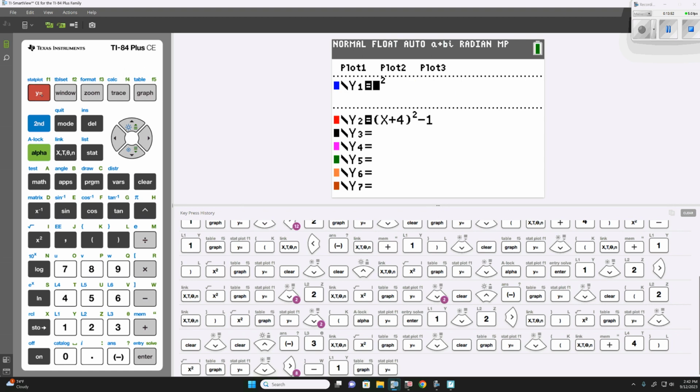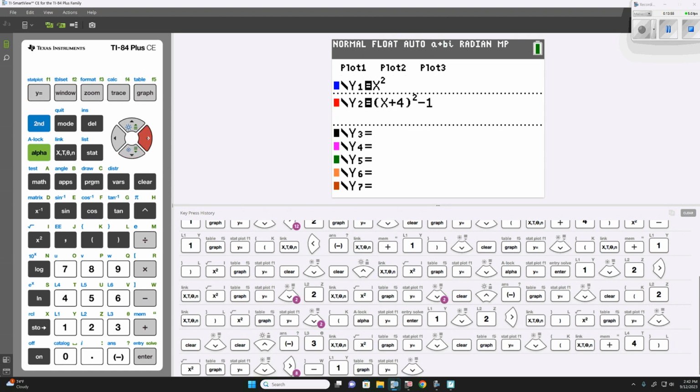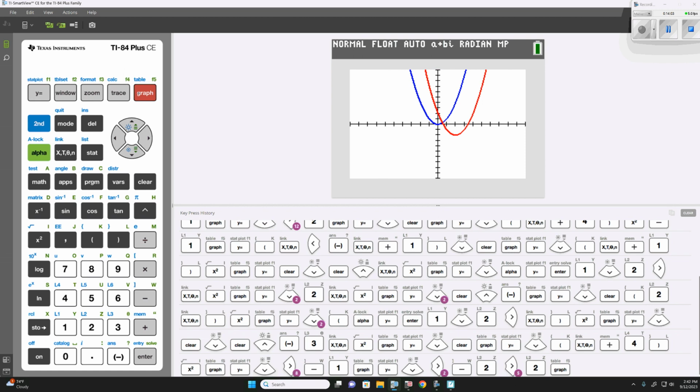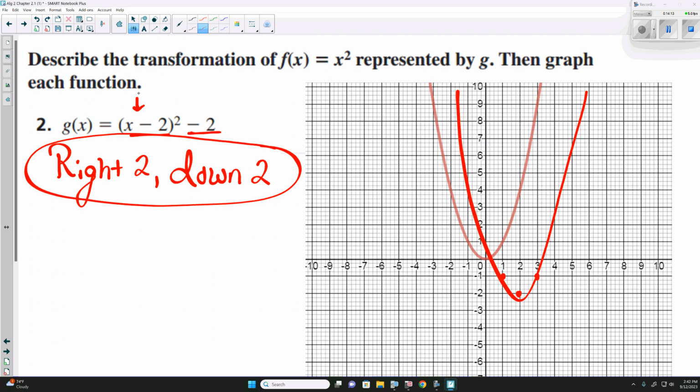There we go. Because I could say x minus 2, minus 2 graph, moved it right 2, down 2. Questions on this here? Let's look at the next one.